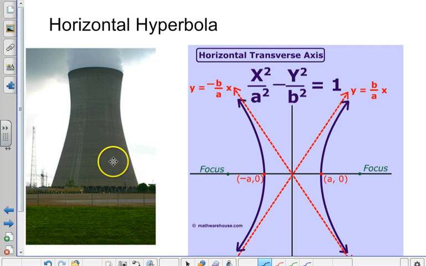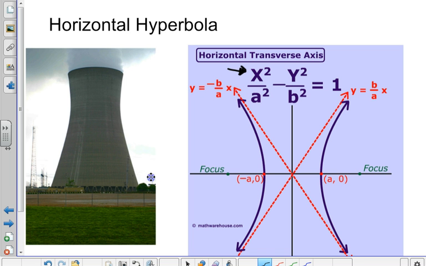Because look what happens when we switch to the horizontal hyperbola. It's still a minus, but what came first was what? The x squared is positive. The positive x squared tells us it's opening around the x direction. Transverse axis is the x-axis in this case. It is a horizontal hyperbola.